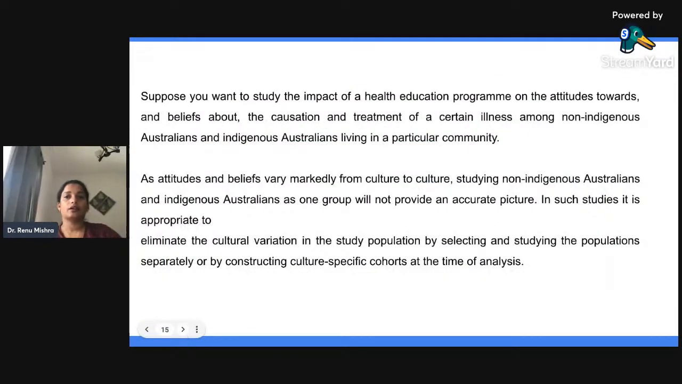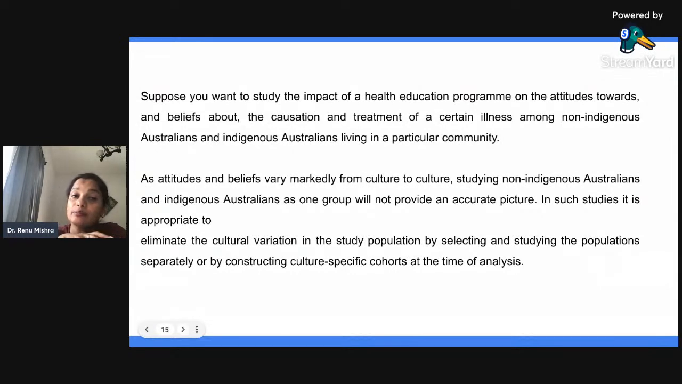All right. Now, there is an example for your reference. Suppose you want to study the impact of a health education program on the attitude towards and belief about the causation and treatment of a certain illness among non-indigenous Australians and indigenous Australians living in a particular community. What is the impact of a particular health education program towards a particular illness and its treatment?